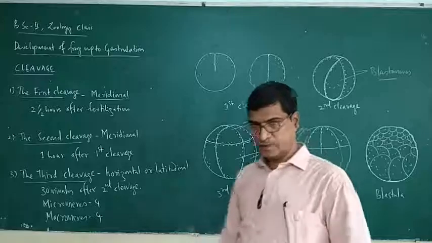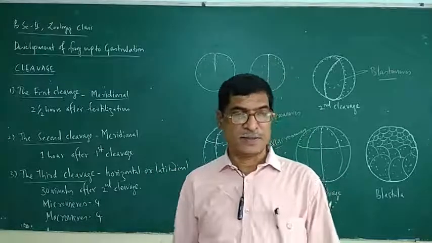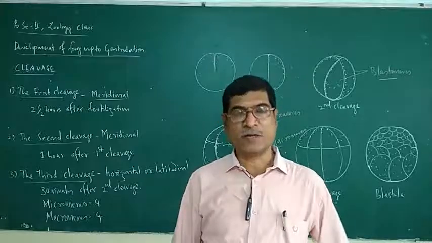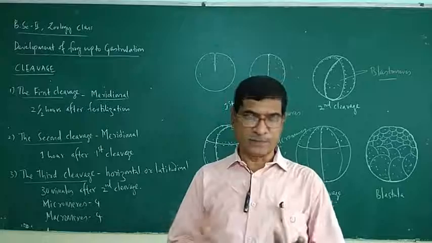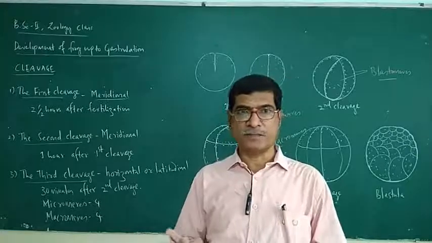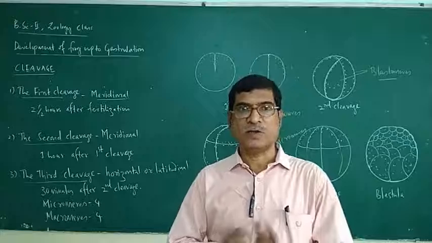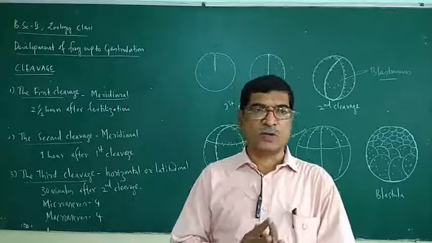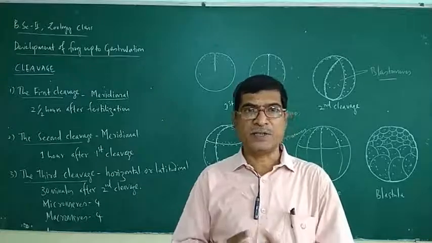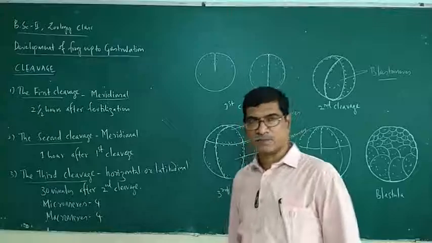Next, the fourth cleavage is also meridional. The fourth cleavage in the frog is meridional. After the fourth cleavage, the plane of cleavage is not regular. It is variable. Different types of planes occur randomly. So the plane of cleavage can be studied only up to the third cleavage.